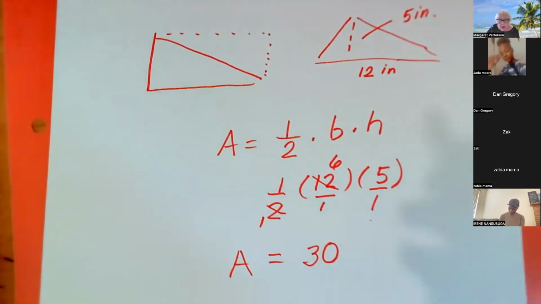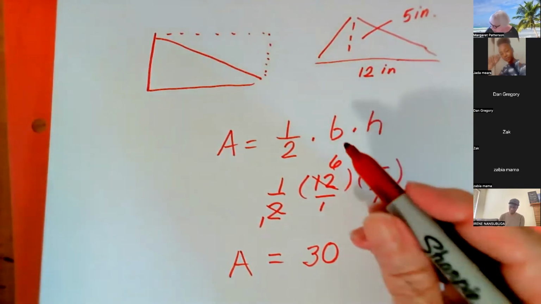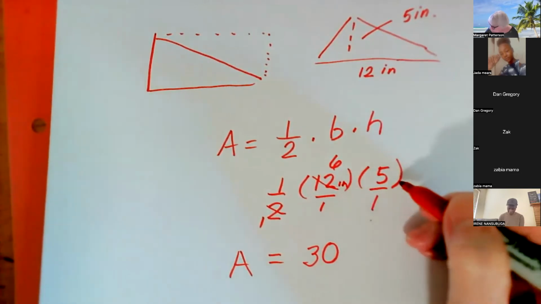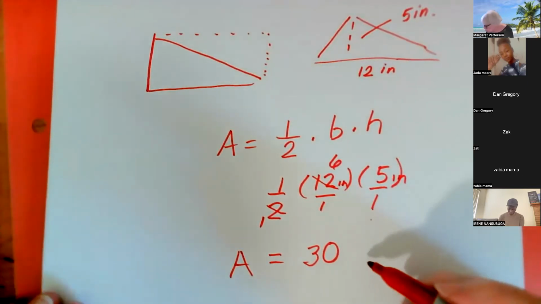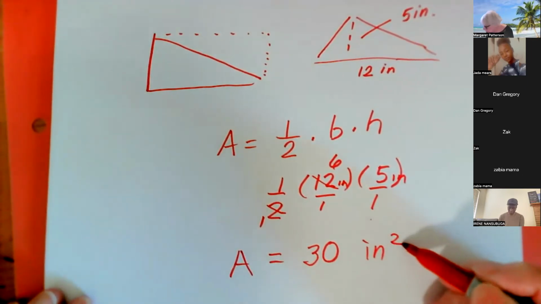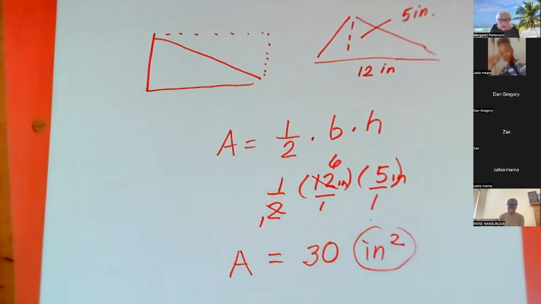And although they're not making you write down the unit yet, you will eventually have to. This is 12 inches, this is 5 inches, and inches times inches is square inches. And so, like I said, this will come up later. And so for now, they're just asking you to write the number. Okay. So that's that.